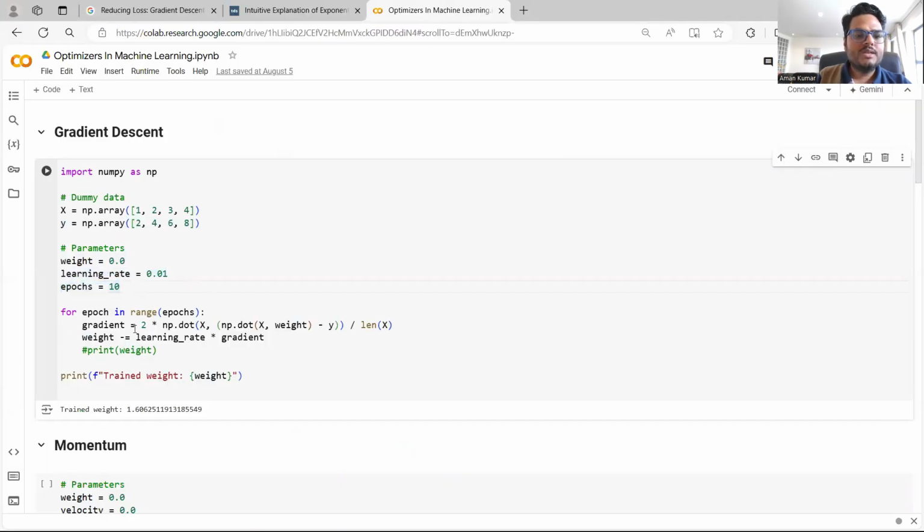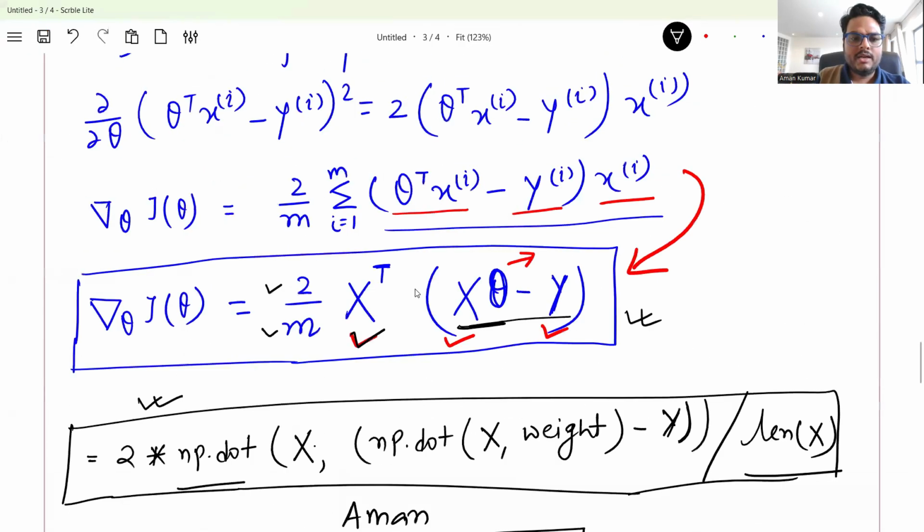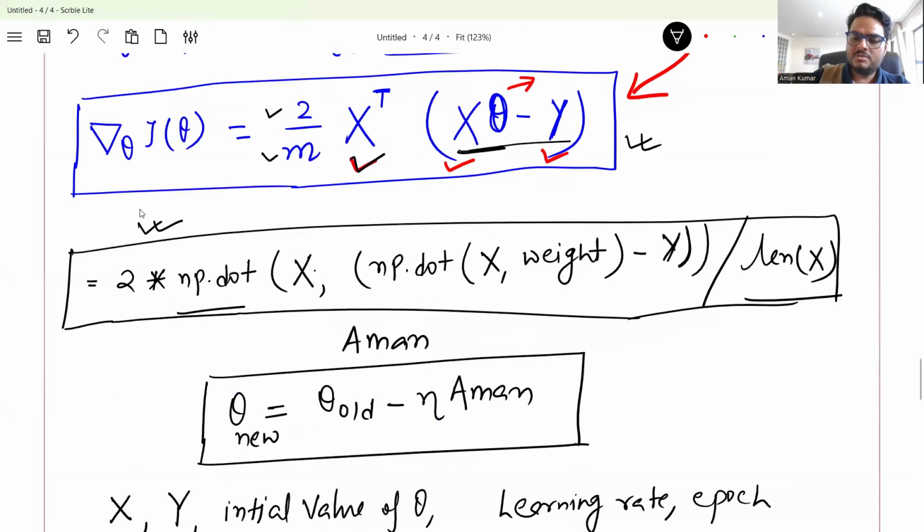Okay. What I'm saying here: for epoch in range epochs, gradient is equal to 2 into np dot x weight minus y, divided by len x. So this term is my gradient, as I was telling you. This term here is my gradient. That is my gradient.